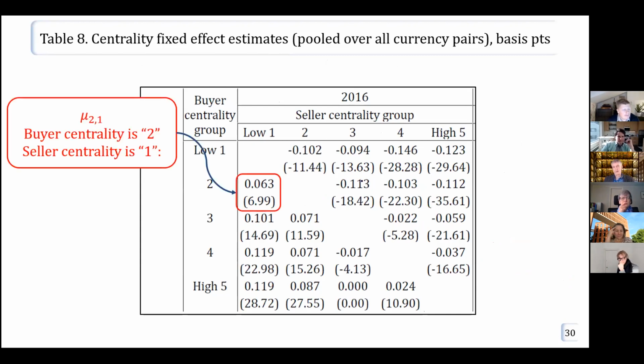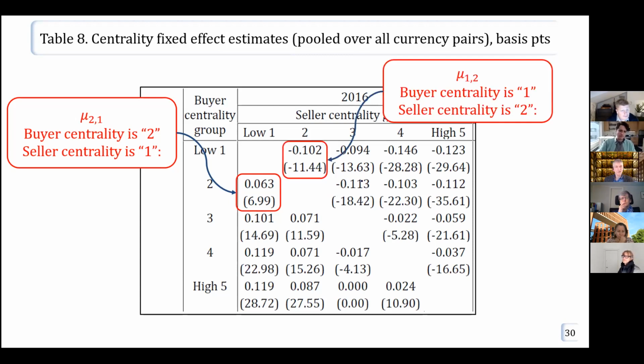So let's pick a number from this table, table 8. For this number, the buyer centrality is 2, the seller centrality is 1. So the buyer is more central. We would expect them to have the advantage, and they have a slight trading profit here, a very small 0.06 basis points, but it is statistically significant.